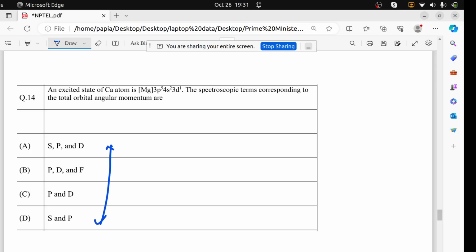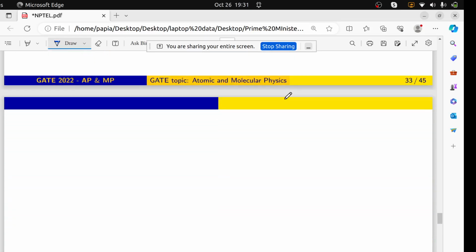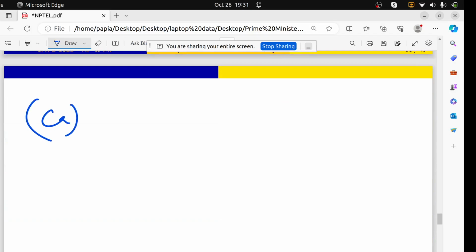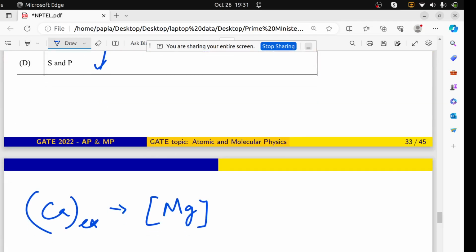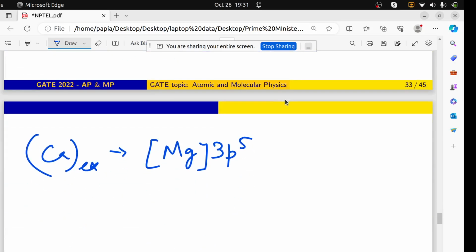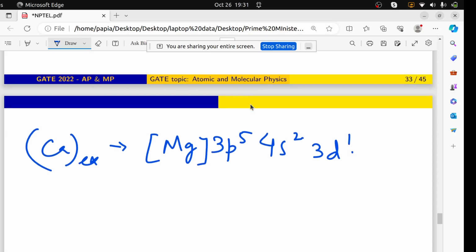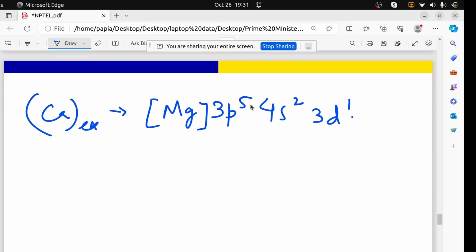So what is the question basically? The question is telling that there is an excited state of calcium atom and the excited state is already given here. So what will be the spectroscopic terms corresponding to the total orbital angular momentum? First of all I am just going to write here the excited state configuration of calcium, whatever is given here: magnesium 3p5, then 4s2 3d1.